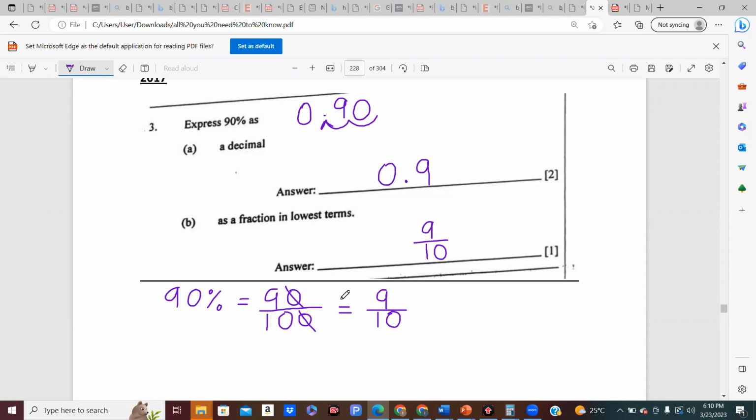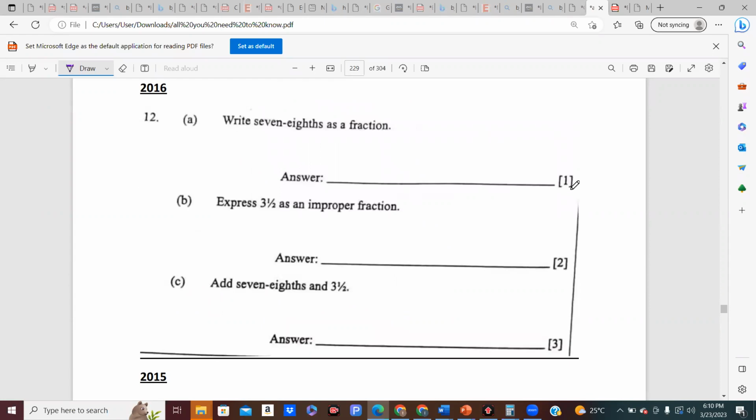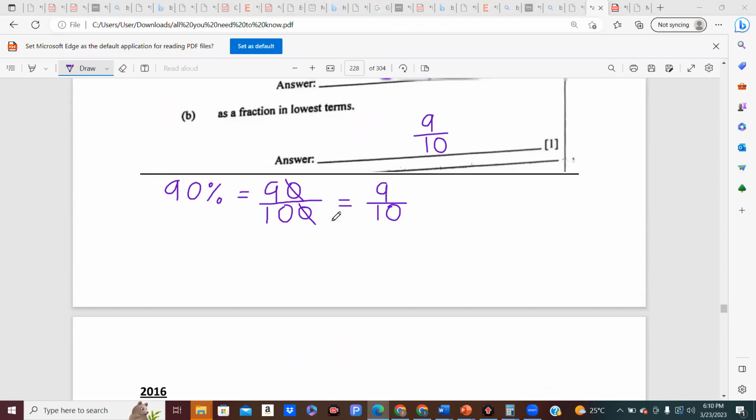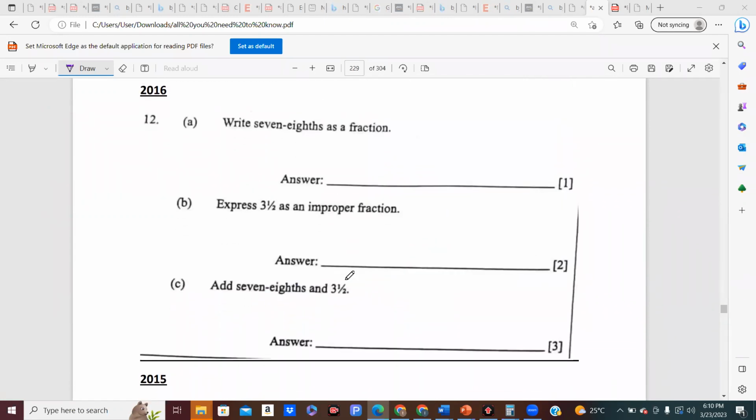All right, so moving right along. The next one is 2016. Please write this down again, the questions along with the answers. Now, with 2016 one, this one says write 7/8 as a fraction.